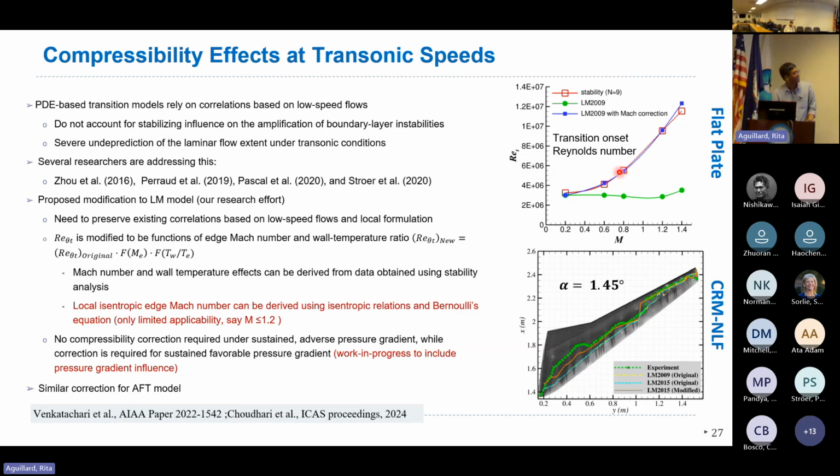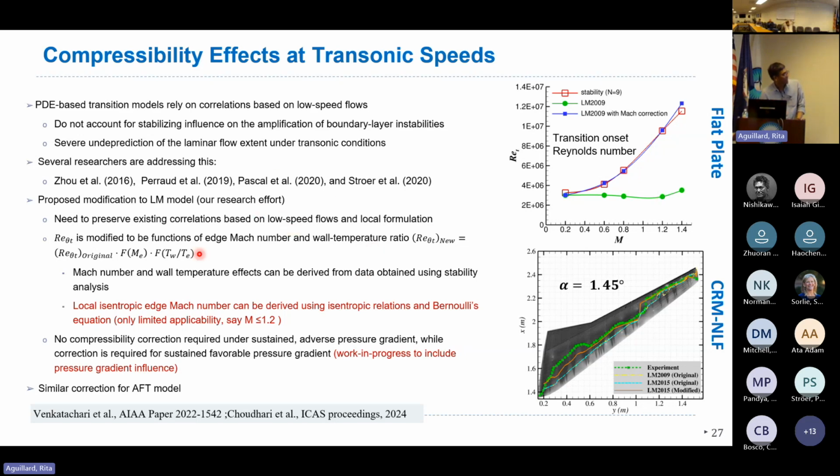So to address that, we are using the stability data to know how much the stabilizing effect is, and trying to correct some of these correlations to add the Mach number effect. For a flat plate, the original correlation would predict transition to be along this green curve, pretty much flat. It does not vary based on the Mach number at all. Re theta is always fixed, whereas from stability analysis, we know it should increase. So based on that, we add a Mach number correction to these correlations to bring back that missing piece of physics into the solver.